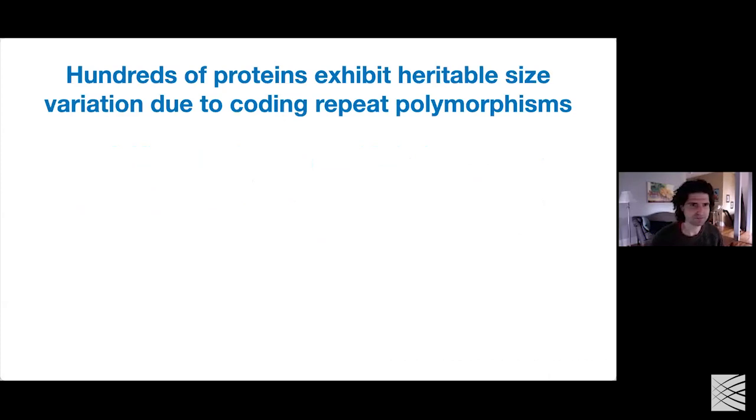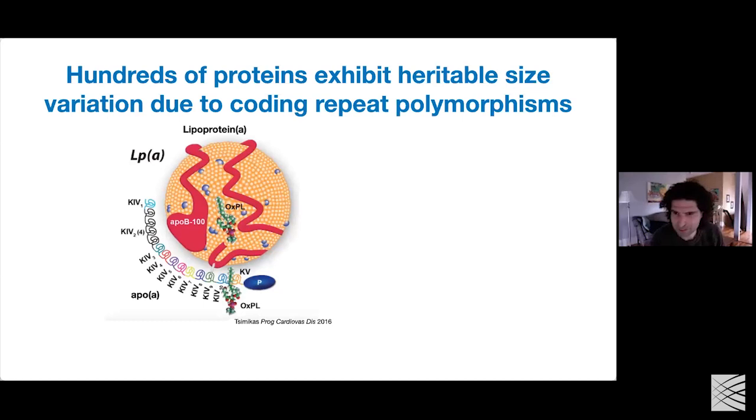So the starting motivation for this is that there happen to be hundreds of proteins scattered throughout the genome that exhibit heritable size variation due to coding repeat polymorphisms. An instructive example of this is the protein lipoprotein A, a blood lipid of mysterious function whose concentration in blood is an important risk factor for cardiovascular diseases.